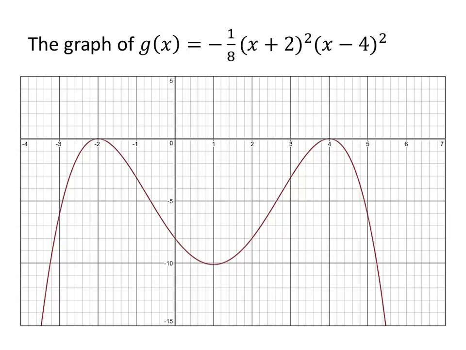Looking at the graph, maximum at -2, maximum at 4, minimum at 0. We have points of inflection right about here and right about here. Increasing, decreasing, increasing, decreasing. We have concave down, and then concave up, and then concave down. Everything looks great.